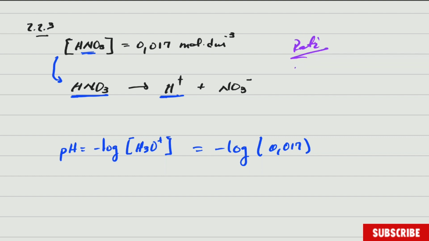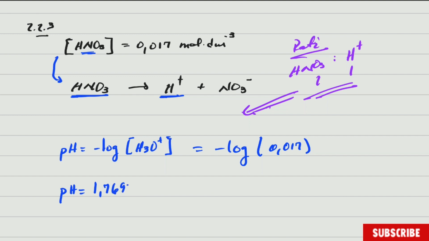Please note, I'm going to write it here on this side, the ratio. This is going to be the ratio of HNO3 to H plus. And because the ratio is 1:1, therefore the concentration of this one will produce the same concentration of ions. This is important, and that is why we end in that substitution there. And when you substitute this one and you punch in your calculator, guys, you get that the pH is equal to 1.7695. This is the pH of that nitric acid. You can see it's a low pH.